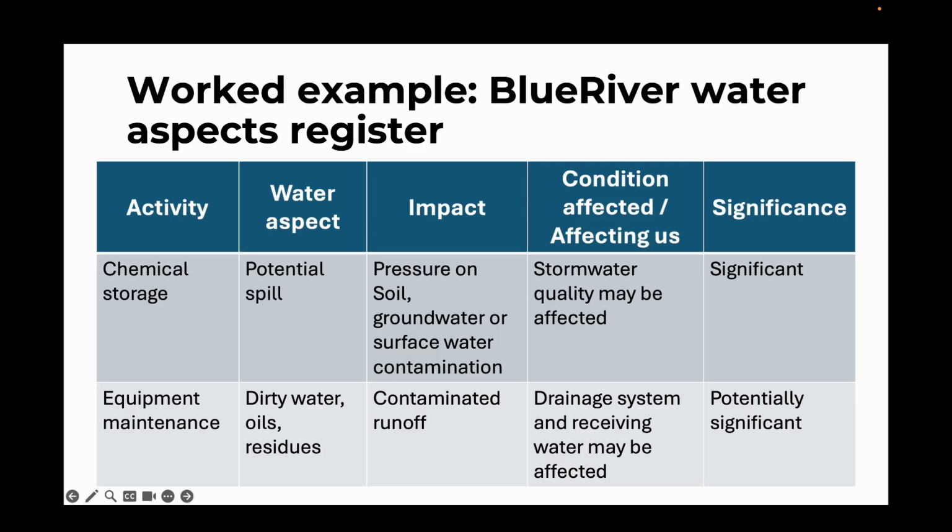Okay, for chemical storage, the aspect is the potential for a spill near drains. And the impact may be contamination of surface water or soil or groundwater. And for contractor activities, so we have here in this example equipment maintenance, okay? So the key issue may be contaminated runoff.